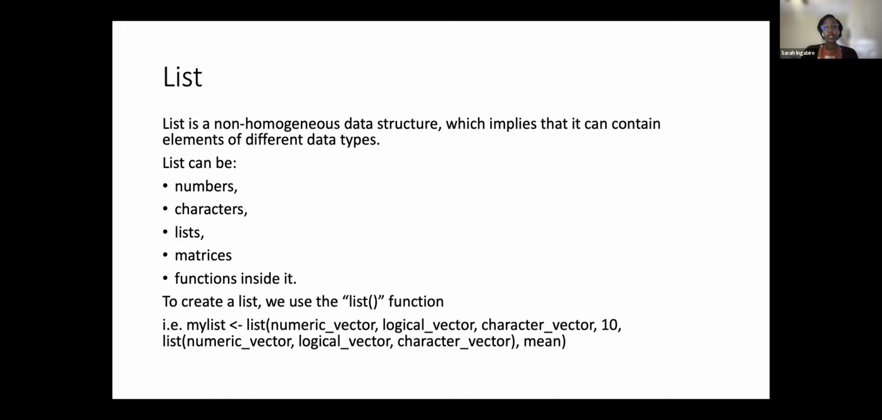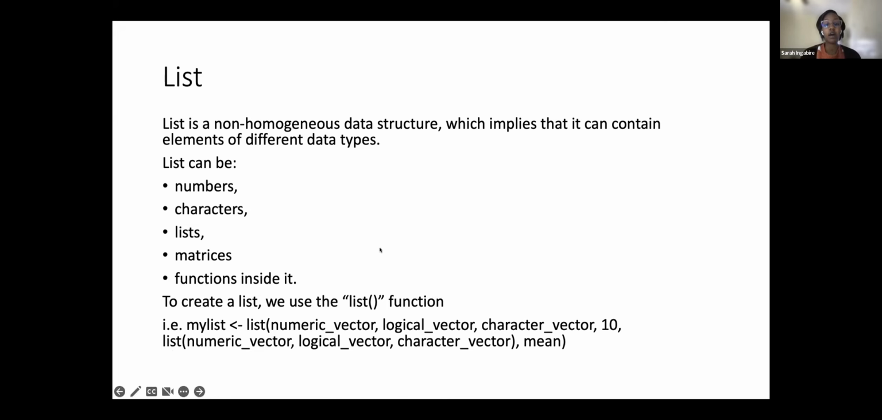Okay, so list is another data type that is used for data manipulation. List is non-homogeneous. Vectors are homogeneous, but list is non-homogeneous. So list can contain anything. It can contain numbers, it can contain characters, it can contain another list inside of a list. You can put in a matrix, you can put in another function inside of it. So list can basically contain anything.